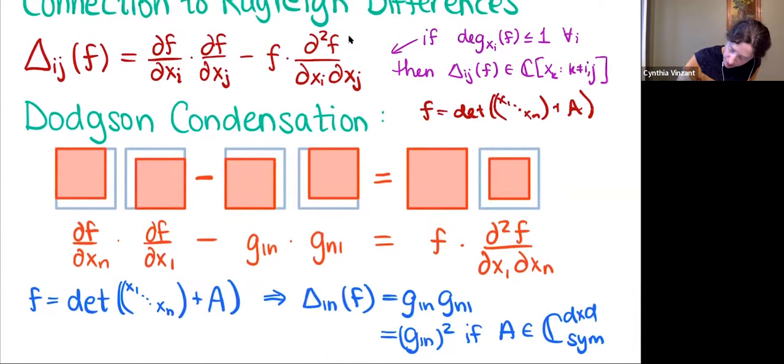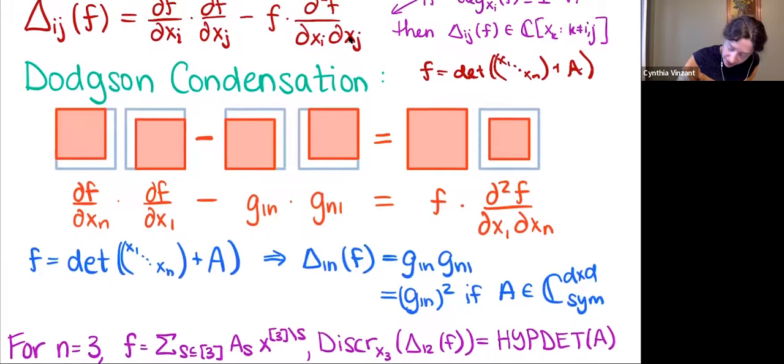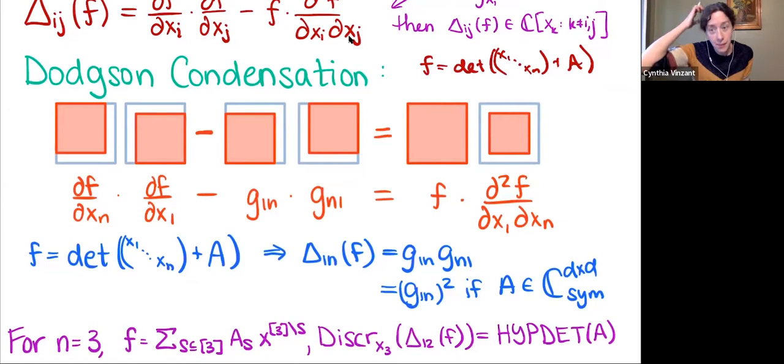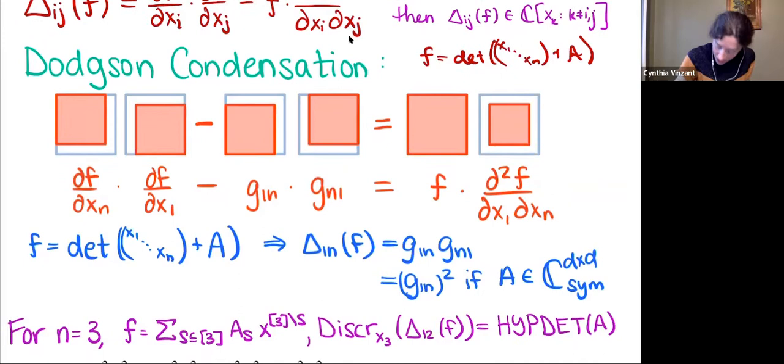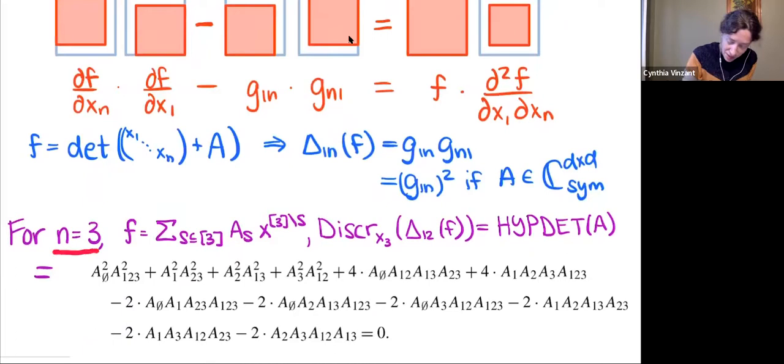So what's the point? One nice consequence of this is that this gives one explanation for why the hyperdeterminant vanishes on the image of the principal minor map. In particular, if you start with a polynomial of degree 3, and you want to know if it has a determinantal representation, you can take delta 1, 2. This will be a polynomial in a single variable, x3, and you can take its discriminant. That's how you would test if a quadratic polynomial in one variable is a square. And in fact, if you do this, the discriminant of this Rayleigh difference is actually spot on equal to Cayley's 2 by 2 by 2 hyperdeterminant, which is the following beautiful quartic polynomial in the entries.